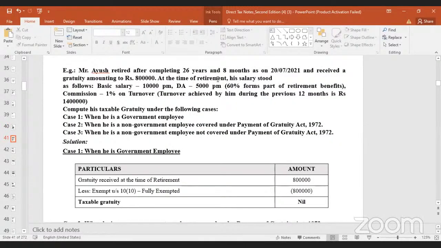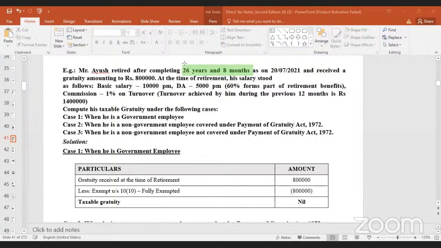We'll solve this question. This question is with respect to gratuity, for a better understanding of the provision of section 10, subsection 10. Let's start. Mr. Ayush retired after completing 26 years and 8 months of service, as on 20th July 2021, and received a gratuity amount of 8 lakh.